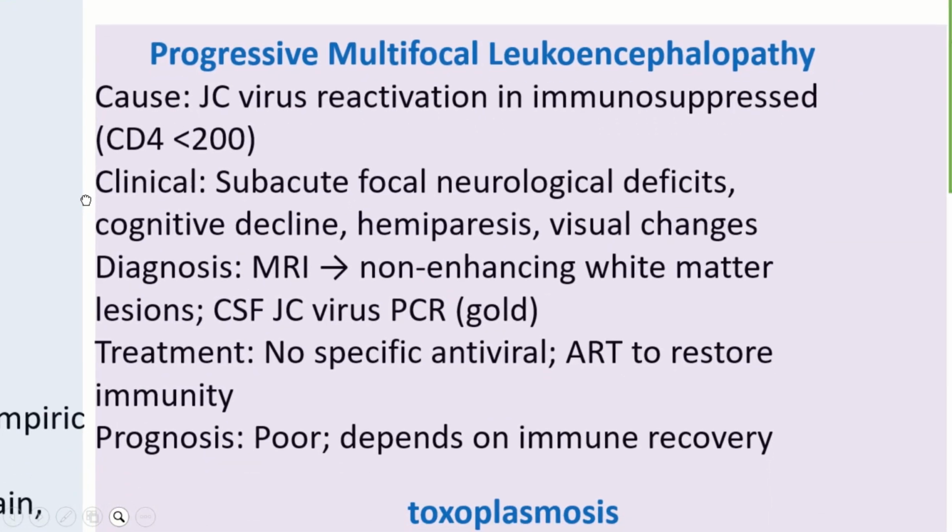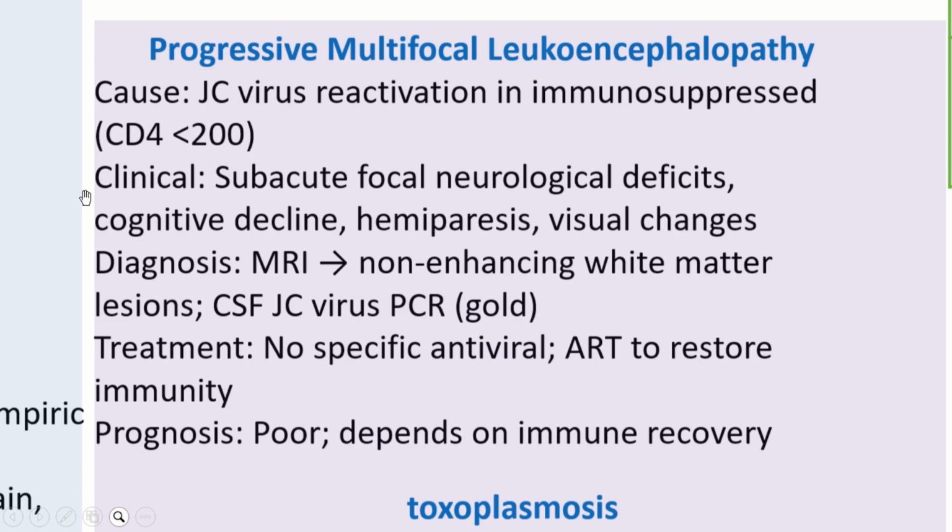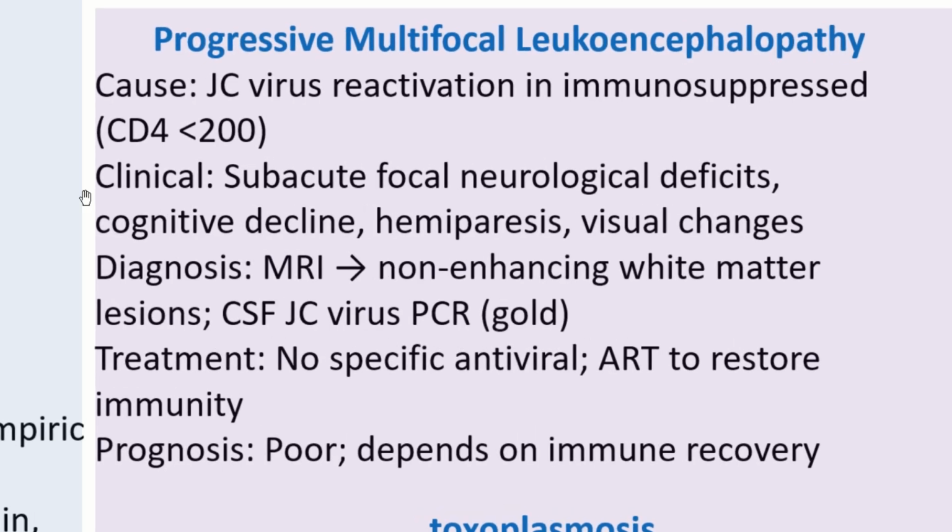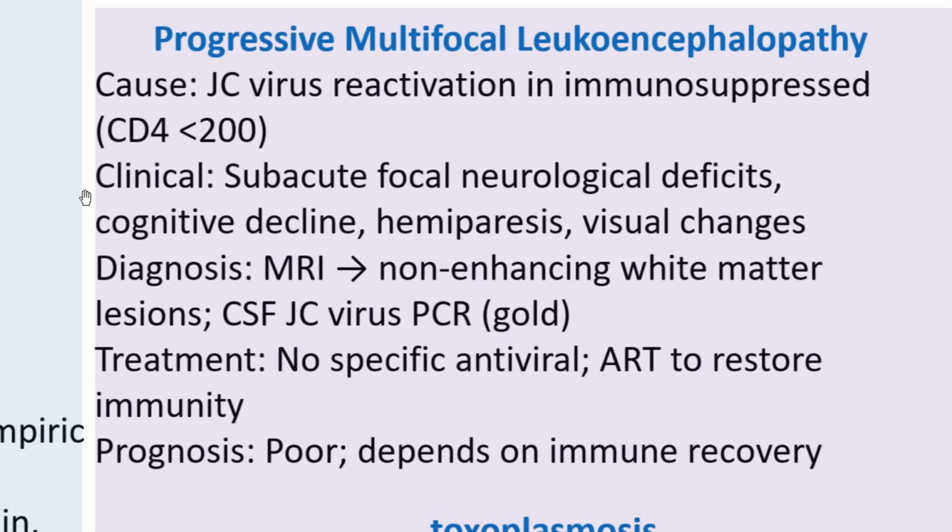So when you look at progressive multifocal leukoencephalopathy, this one comes as a result of activation of the JC virus after immunosuppression. This is most likely when a patient has a CD4 count of less than 200. Clinically, it's going to come up as subacute focal neurological deficits, as well as cognitive decline, hemiparesis, and visual changes. To do the diagnosis, we shall need to do an MRI, where we shall see non-enhancing white matter lesions. And when we do the CSF, we may actually find the JC virus itself when we do a PCR from the CSF.